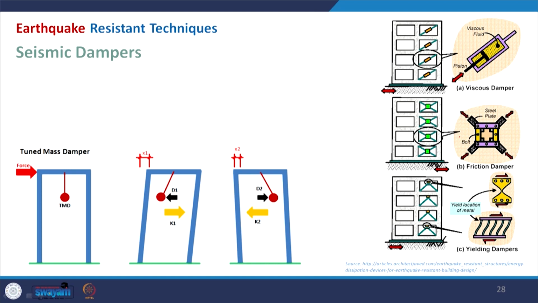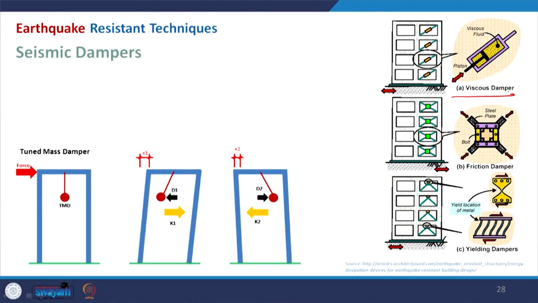Coming to the seismic dampers, which are a very important tool nowadays to reduce the intensity of the earthquake wave, they act to damp that motion. Here are different types. One is the viscous damper, where diagonal dampers are placed and a piston moves in a viscous fluid. Whenever there is a shock, it will move and absorb the shock. We can also have friction dampers, where the plates slide on each other and again damp that motion.